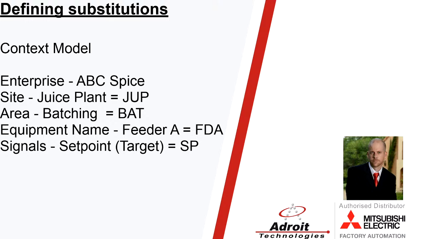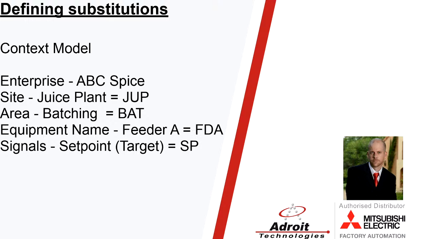So ABC Spice. ABC Spice has multiple sites. The site I'm using as an example here is the juice plant, and its abbreviation or site ID is JUP. So each site will get a name and a unique ID. We then move into the area of that site. In this case, it's batching, and its unique ID is BAT. Again, this is something that you can define in your FDS. This is just the structure I've gone for. I will show you an example of that structure and the way I document it in a little bit.